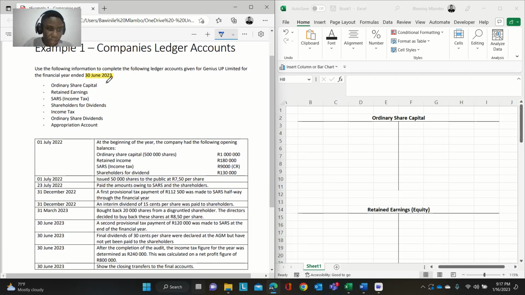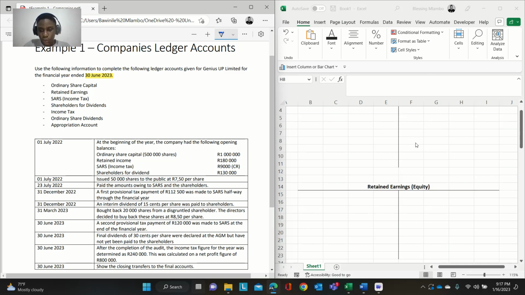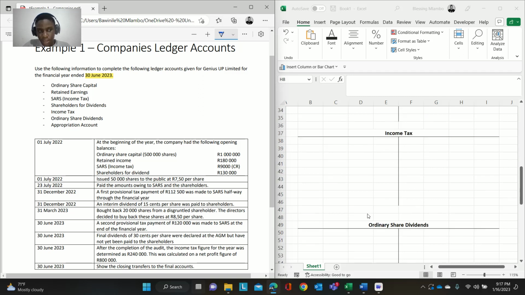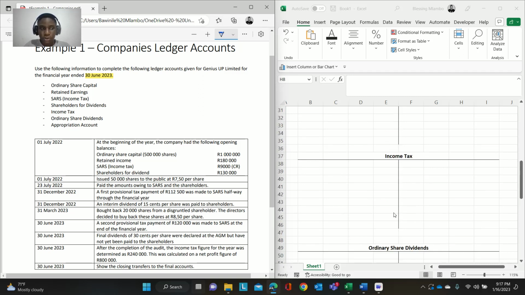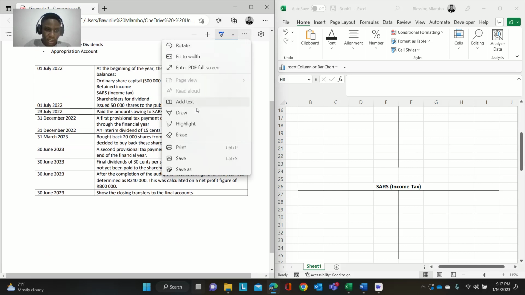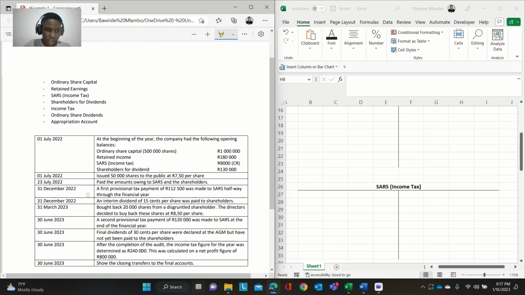So they say you must prepare the ordinary share capital account, retained earnings account, SARS income tax, shareholders for dividends, income tax, ordinary share dividends, and the appropriation account. On the left hand side, that's where you'll see the questions and the additional information, and on the right hand side, that's where I'll be working out the answers. This is Excel, I'll be working out my answers on Excel. Please make sure that you follow and listen carefully to what I'm saying so that you can follow these calculations. So let's start with the first additional information.